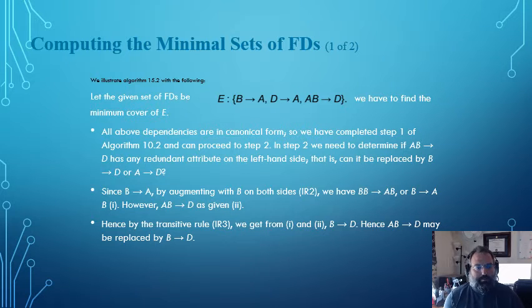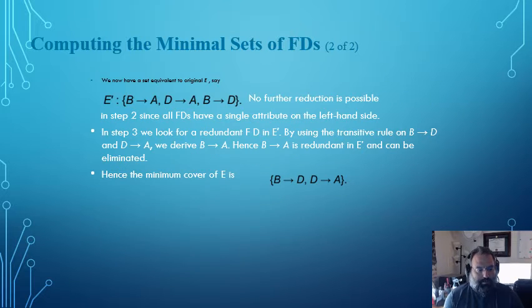Illustration of algorithm 15.2 is as follows. We now have a set equivalent to the original E, say E prime: B implies A, D implies A, B implies D. No further reduction is possible in step 2 since all functional dependencies have a single attribute on the left-hand side.